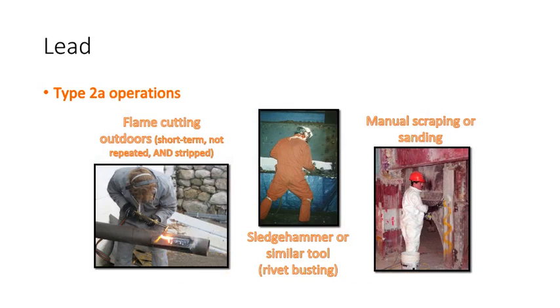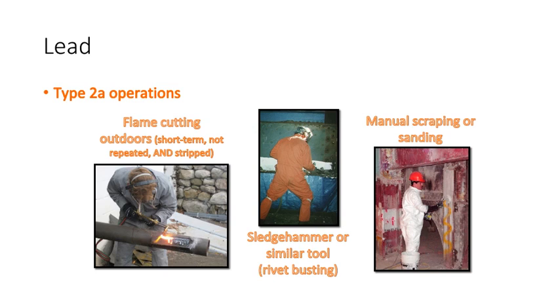Type 2A operations consist of welding or high-temperature cutting of lead-containing coatings or materials outdoors. This operation is considered a Type 2A operation only if it is short-term, not repeated, and if the material has been stripped before welding or high-temperature cutting. Otherwise, it will be considered a Type 3A operation. Removal of lead-containing coatings or materials by scraping or sanding using non-powered hand tools. Manual demolition of lead-painted plaster walls or building components by striking a wall with a sledgehammer or similar tool.